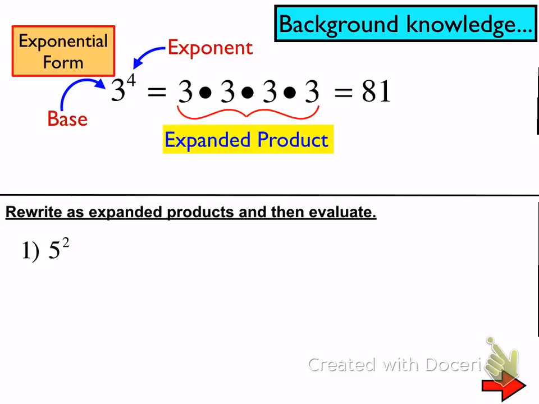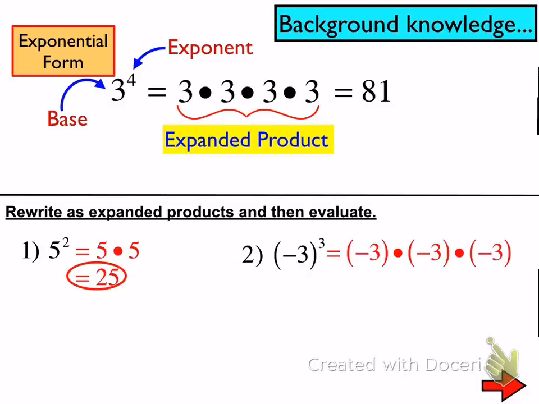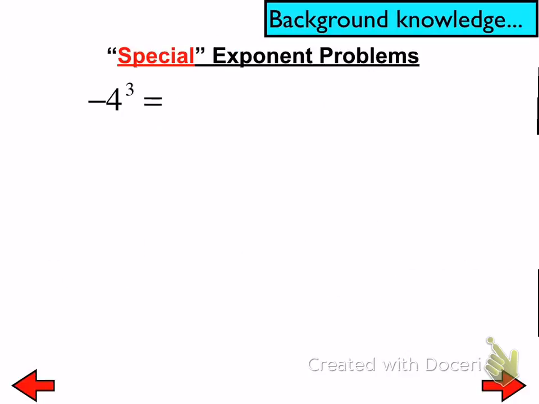We looked at these review problems. 5 squared, if we write it as an expanded product, is 5 times 5, which is 25. Number 2, negative 3 in parentheses to the 3rd power means that we have 3 negative 3's, which is negative 27. We talked about the special exponent problems. Make sure you're staying with me. I will give you time to do the problems in our notes. Just stick with me right now.